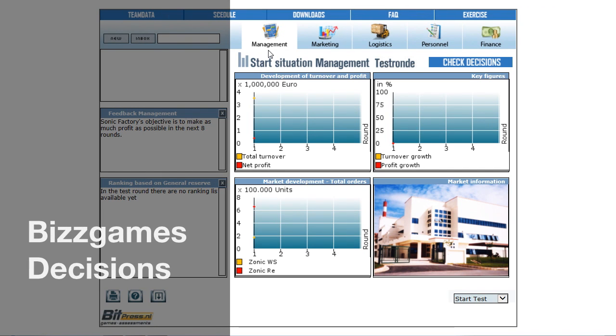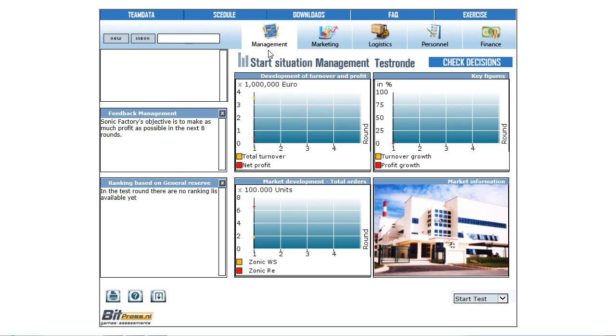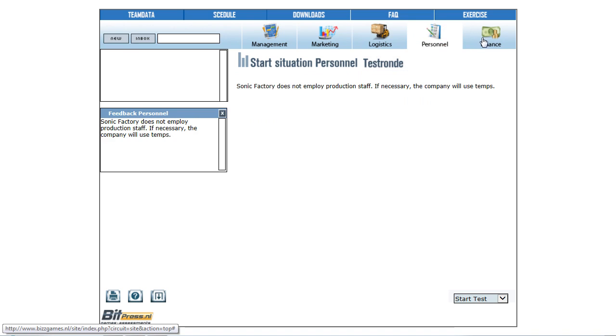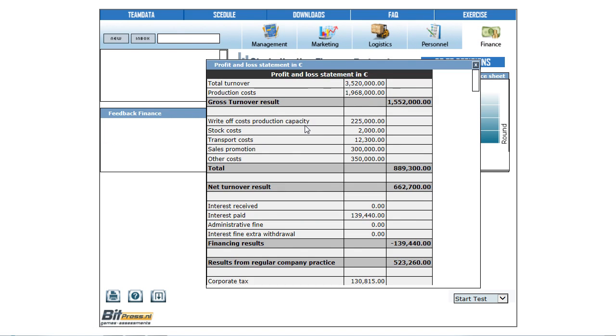In this instruction video we use the company Sonic Factory, but this video can also be used for other cases. We have the Department of Management, Marketing, Logistics, Personnel and Finance. When you click on a graph, a table appears, and when you position your mouse on an economical term, an explanation shows on the screen.